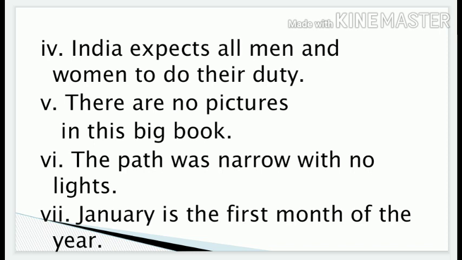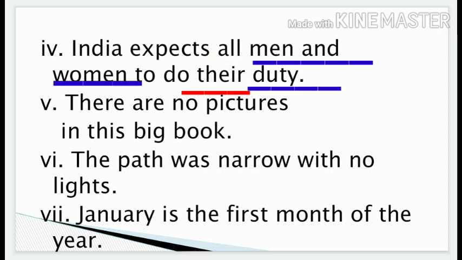India expects all men and women to do their duty. Here, men and women are nouns, and all is describing them. So we have underlined all with red, and men and women are nouns, so we have underlined them with blue. And their duty: here, the word their is describing the noun duty. So their is underlined with a red line, and duty is underlined with a blue line.